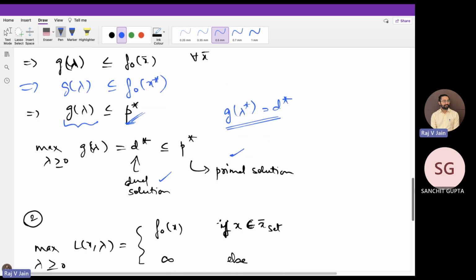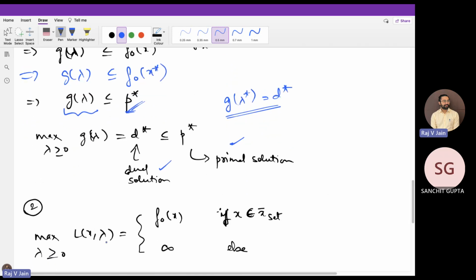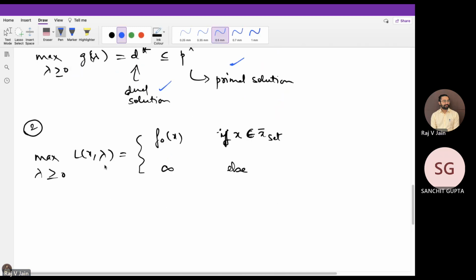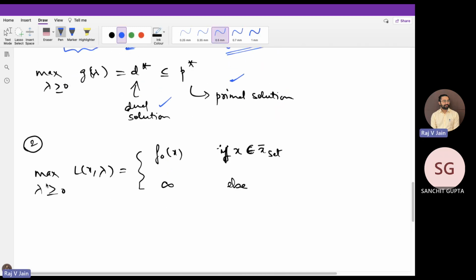Now let's say we were to do something like this first. Instead of first minimizing over x, I'll first maximize over lambda. My claim is that this is equal to f naught of x if x belongs to the set of feasible solutions, and infinity otherwise. So why would this be? If lambda is greater than or equal to 0, the maximum of this is infinity otherwise.